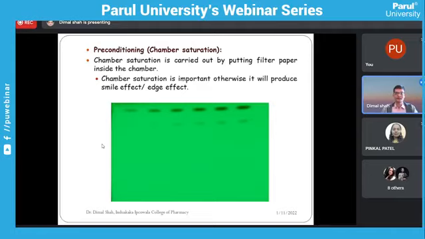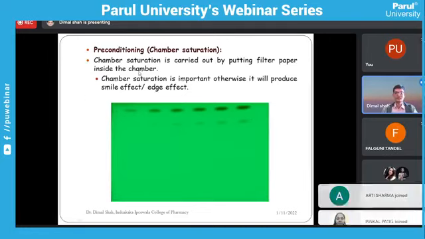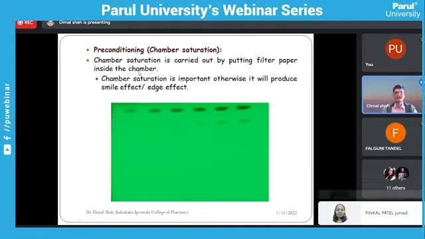Now, after mobile phase selection, the next thing that comes is chamber saturation. What are the critical points that affect the accuracy and reproducibility of your result? One problem that I already mentioned is the chamber dimension. The second is chamber saturation. Chamber saturation is an essential aspect.